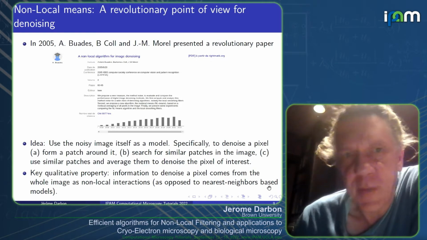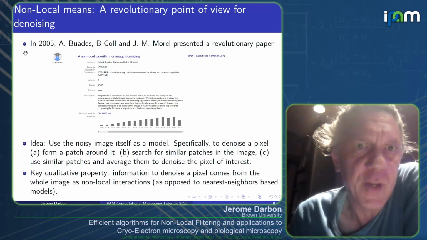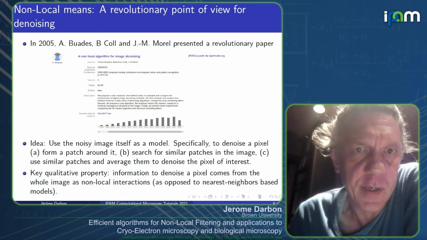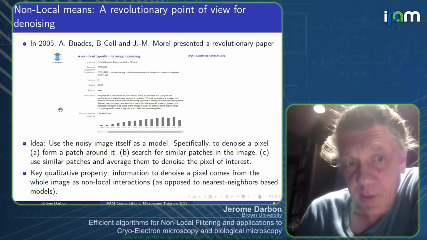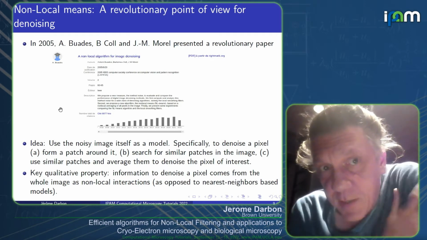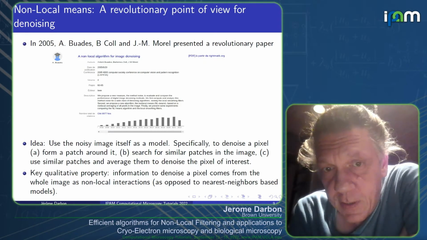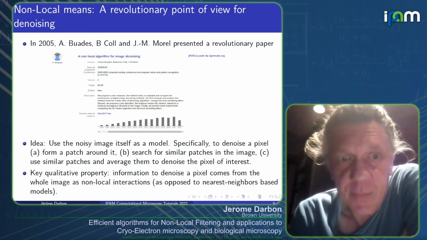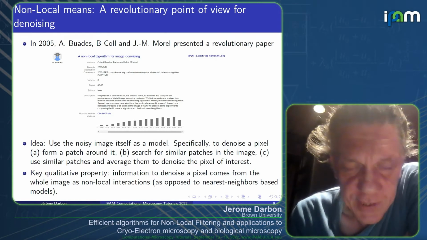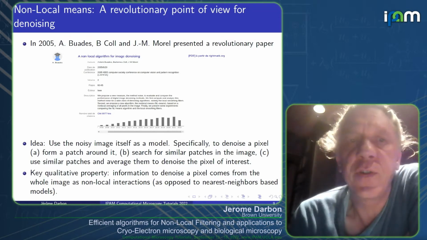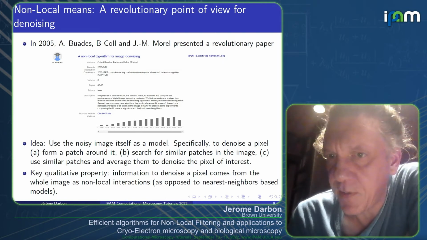And this is the main difference compared to the second revolutionary paper of Buades, Coll and Morel about non-local denoising, where this time these people didn't force a model that comes from mathematics, but suggested that the model that we should use is the noisy image itself that you want to denoise.